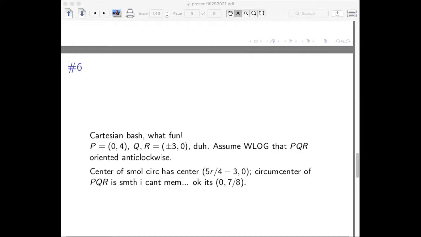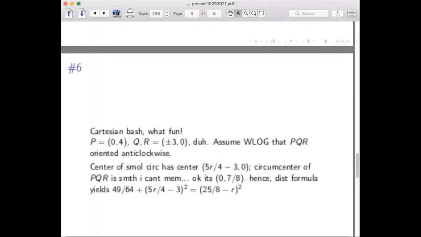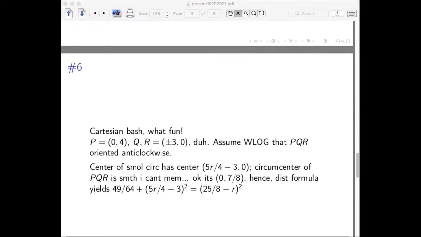This is the equation we get. So what this means is that 49/64 is one of the legs of the right triangle. What we want is that the distance from the center of the small circle to the center of the large circle is equal to 25/8 minus r. 25/8 is the circumradius of the large circle, sorry, the radius of the large circle. Solving that equation, I believe, gives us something along this line.